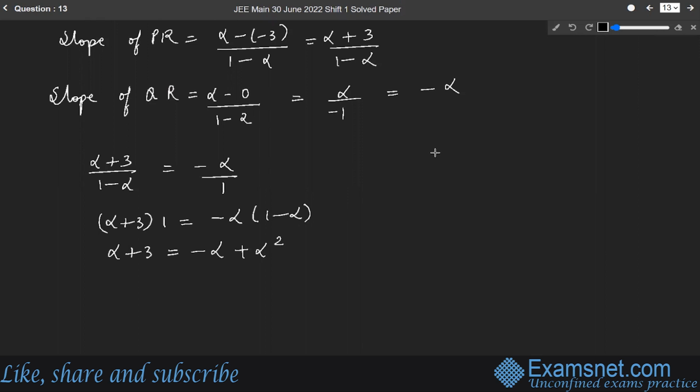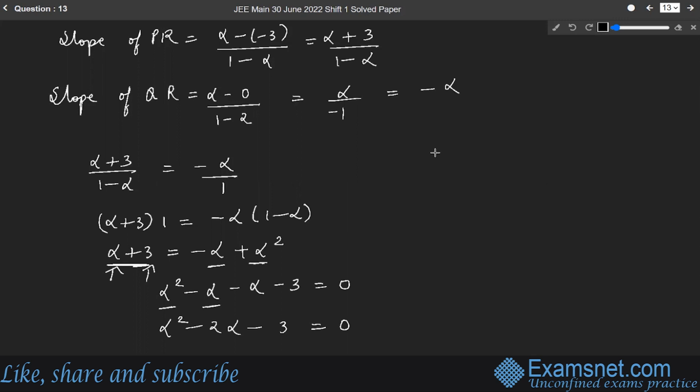So if we take all the terms on one side, that is, if we take both these terms to the right side, we have alpha square minus alpha minus 3 is equal to 0. On the right hand side, we have alpha square and minus alpha. And if we take alpha and plus 3 to the right hand side, it will be minus alpha and minus 3, right? So it becomes alpha square minus 2 alpha minus 3 is equal to 0.